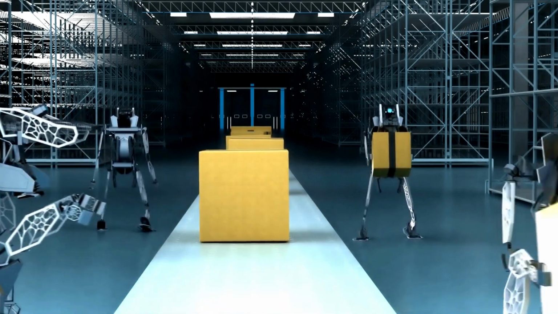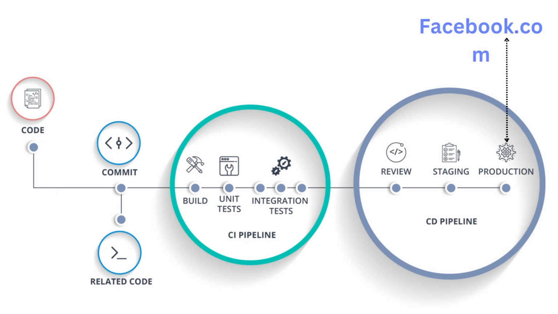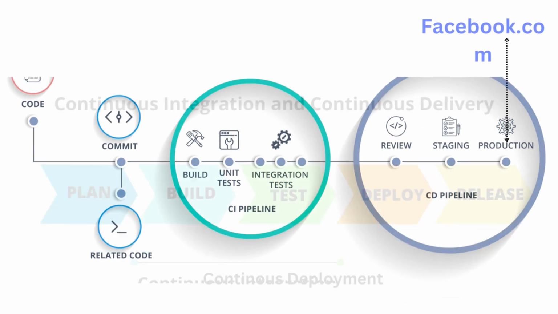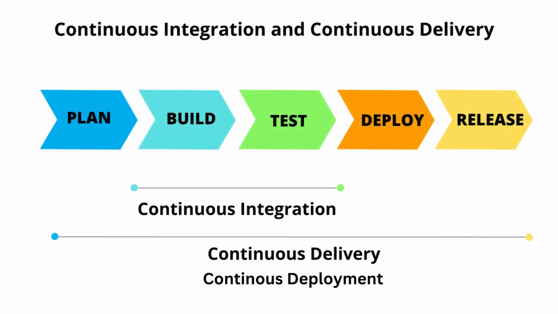So let's say you want to release an application like Facebook.com, for example. In order to release that, you need to develop the code, store it somewhere, test that code, and then deploy the code for the end users to be able to use. In order to make this process automated, we then need a CI/CD pipeline, where CI stands for continuous integration and CD stands for continuous deployment.